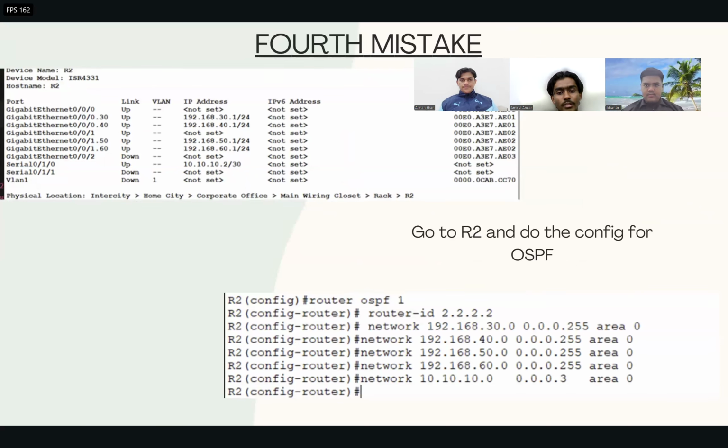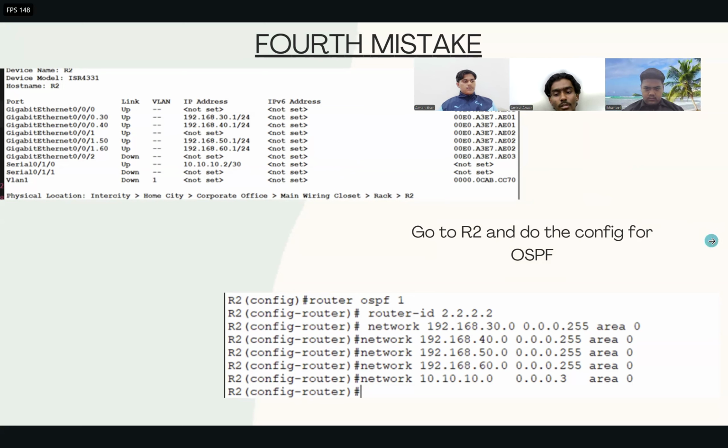So the fourth mistake is go to R2 and do the config for OSPF. As we can see, we enter router 2, we enter router OSPF 1, and then we enter the router ID 2.2.2.2 and set the network as 192.168.30.0, and the wildcard mask is 0.0.0.255 area 0.